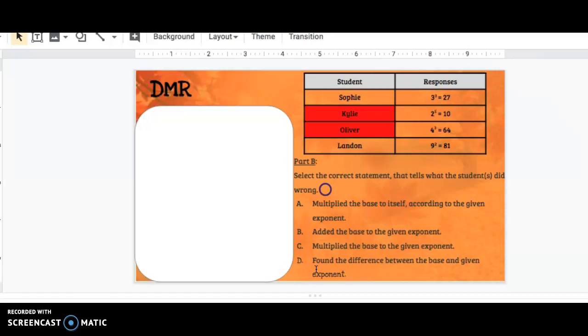What did they multiply? Did they multiply the base by itself? Did Oliver do just 4 times 4 here? No, he didn't. So your answer is C, because Kylie and Oliver both multiplied the base by the given exponent. Excellent job, everyone. Again, if you have questions, contact me. I'm glad to help.